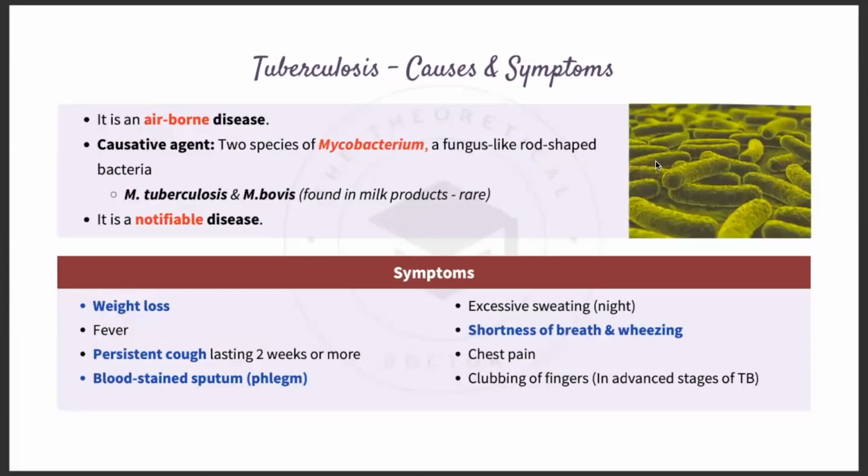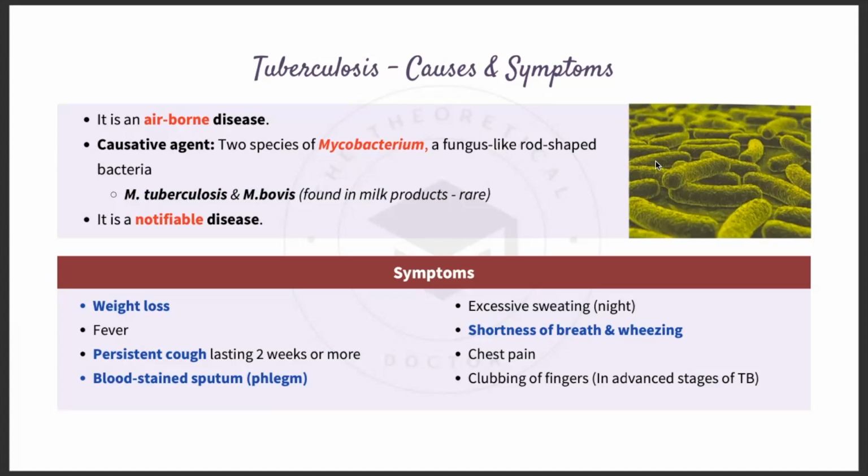Moving on, tuberculosis. It is an airborne disease caused by 2 species of Mycobacterium. Mycobacterium is a fungus-like rod-shaped bacteria. It's usually caused by M. tuberculosis or M. bovis. M. bovis is found in milk products, but it's rare. It is a notifiable disease.